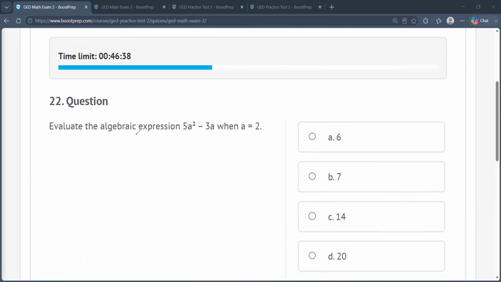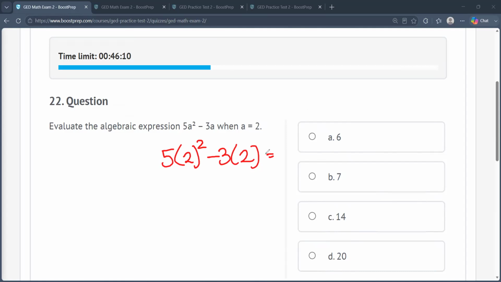Okay, question 22. Evaluate the algebraic expression 5a squared minus 3a when a is equal to 2. So all I could do is just plug in. I could rewrite this as 5, and then I'm going to replace my a with 2. So it's 5 parentheses 2 squared minus 3 times 2. And if you have a calculator, you could put this exactly like this in the calculator and you'll have your answer.